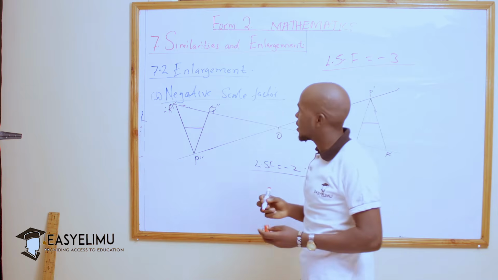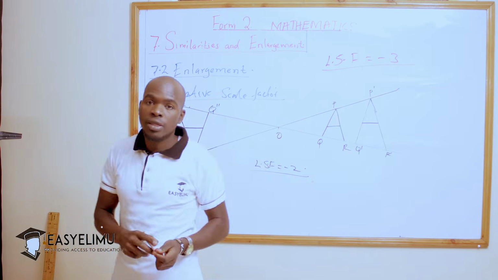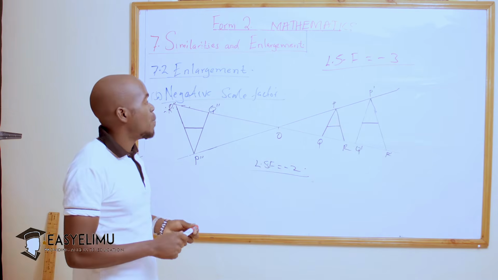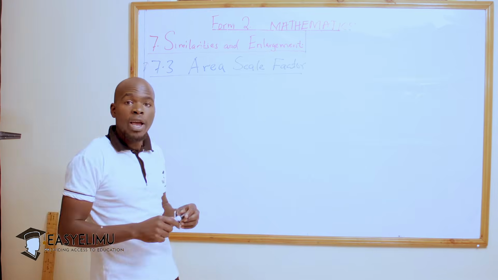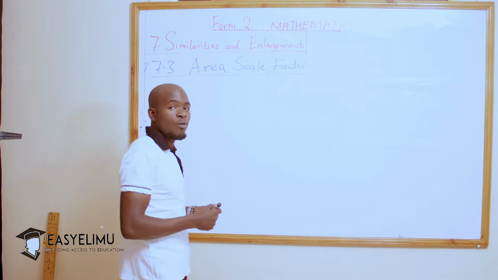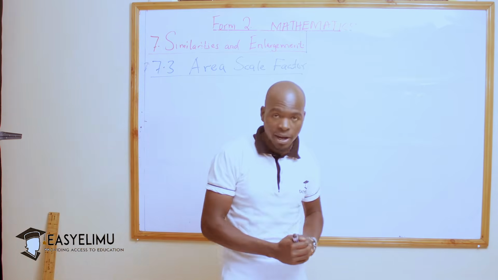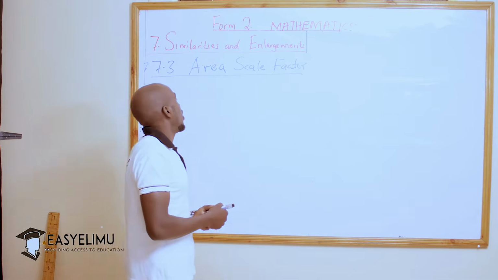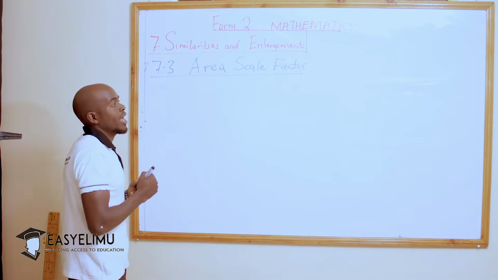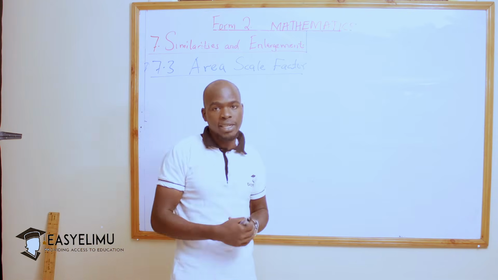Enlarge it under negative scale factor 3, that is measuring 3 and 5. We have already learned how to find and locate linear scale factor. And now here, we are going to learn how we can find area scale factor.